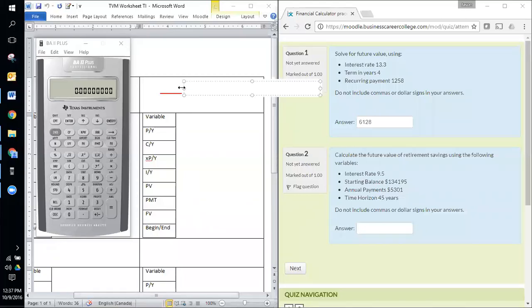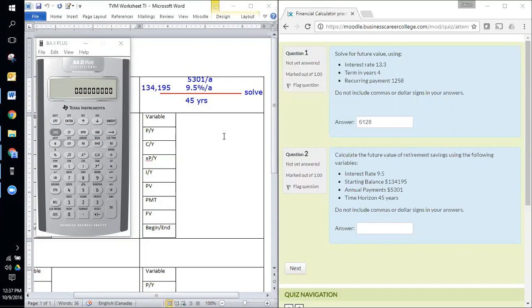So again, I've got an interest rate here, a 9.5% interest rate. This is all going to be annual. And my starting balance then, I know we've got $134,195 here. It's a little bit weird, some of these amounts maybe, because it's totally random numbers, which is how we can populate the quiz so many times. We know we've got 45 years here. What we have that's different than the last scenario is this time we have a payment as well, and we know we're putting in $5,301 per year, and we're going to solve for our future value.